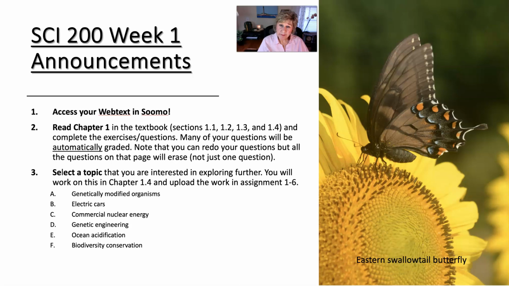Back last November, this past November, we hit 8 billion people on the planet. And in 2050, it is estimated that we will have 9 billion people on this planet. And so we are taking up more and more and more space. And that is leading to the loss of biodiversity all over the planet, which is not good for us or any ecosystem. So those are some of the topics that you can choose from.